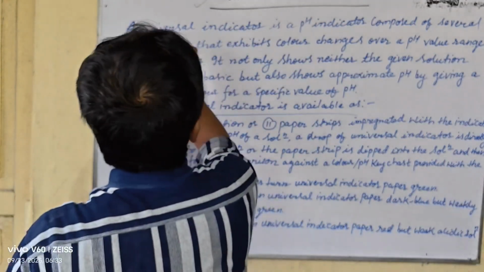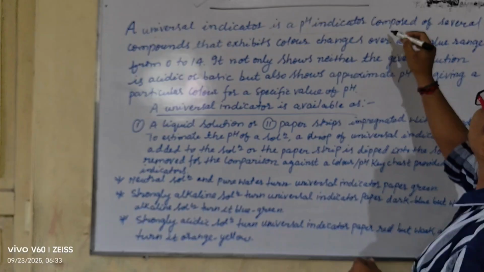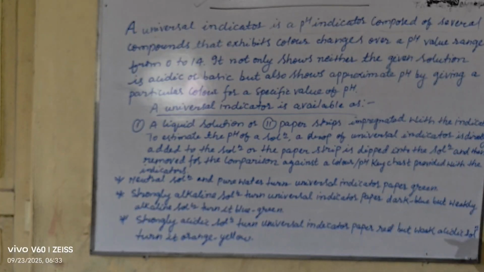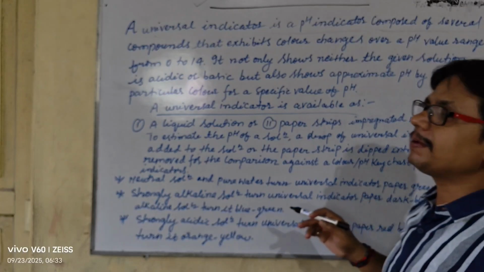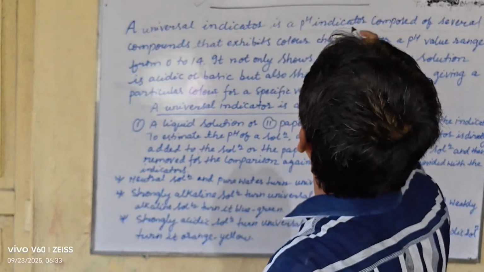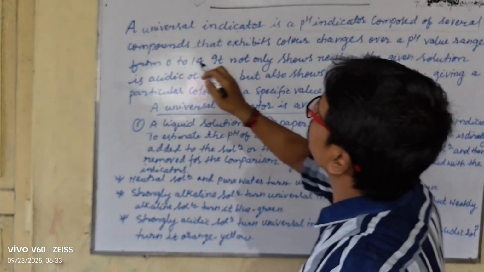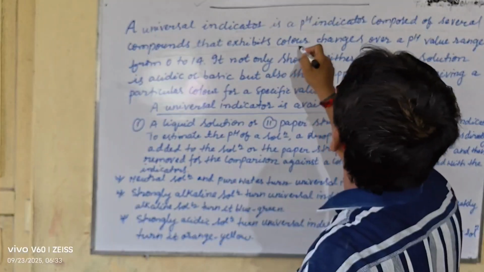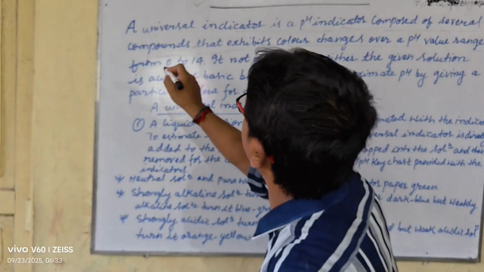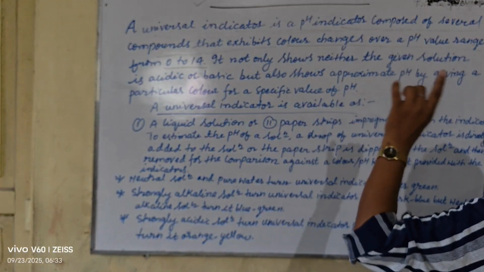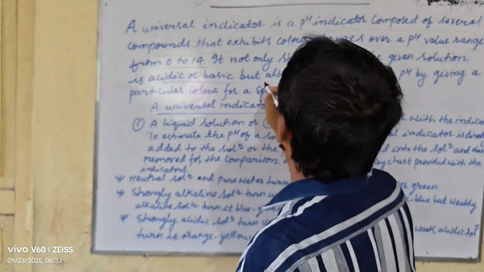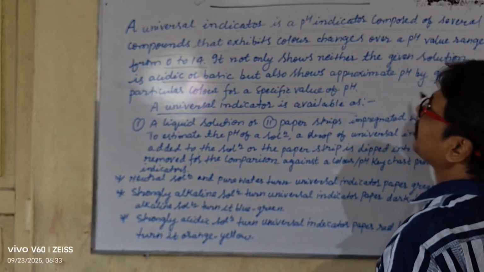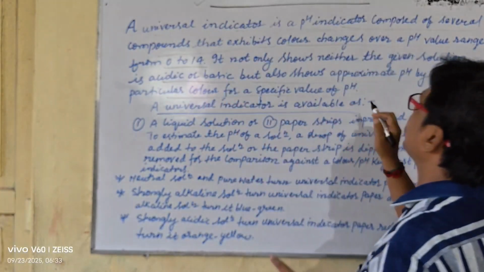So, universal indicator is a pH indicator which is composed of several compounds that exhibit color changes over a pH value ranging from 0 to 14. It not only shows whether the given solution is acidic or basic, but it also shows the approximate pH by giving a particular color for a specific value of pH.